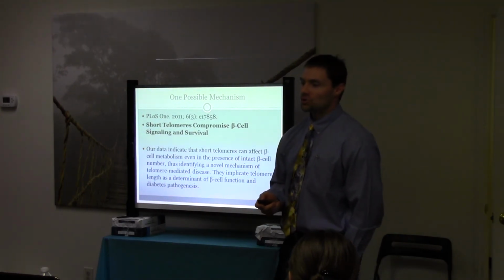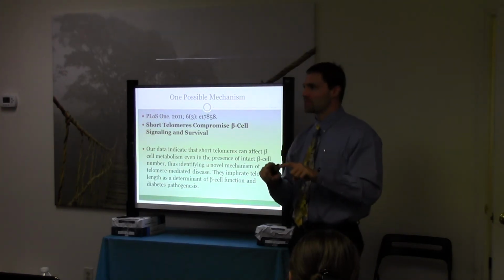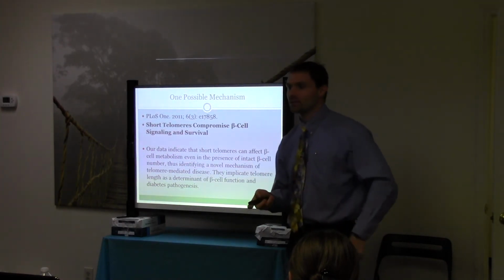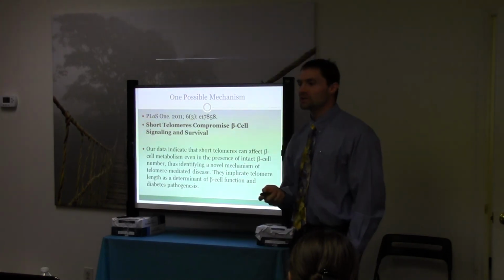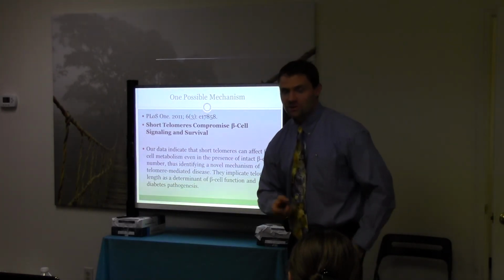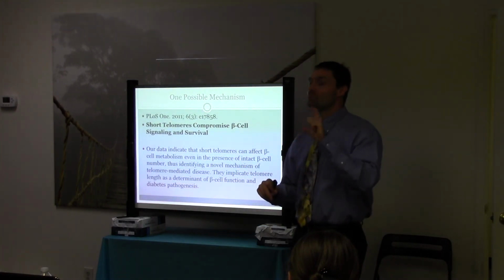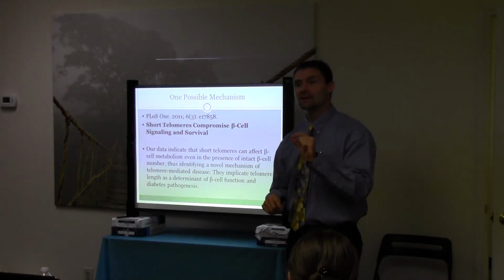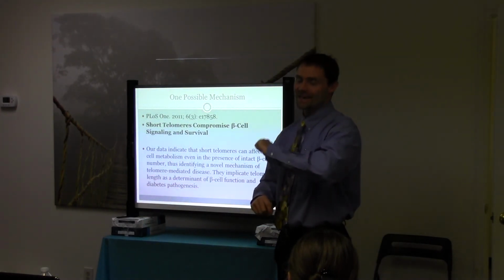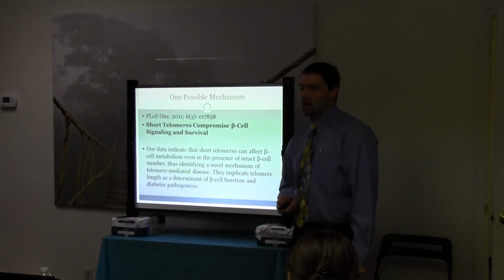So our data indicate that short telomeres, you guys are familiar with telomeres, you've got your chromosomes, that kind of egg-shaped pattern within the cells, has our DNA. On the tips of those are where your telomeres are going to be. There's a diagram on the next slide. But short telomeres can affect beta cell metabolism even in the presence of intact beta cell number. So the pancreas can have sufficient numbers of beta cells, but yet those beta cells still may not be working as efficiently as they need to, because the change in the telomeres is changing the genetic transcription of the proteins to those cells. Okay, it's kind of a mouthful.